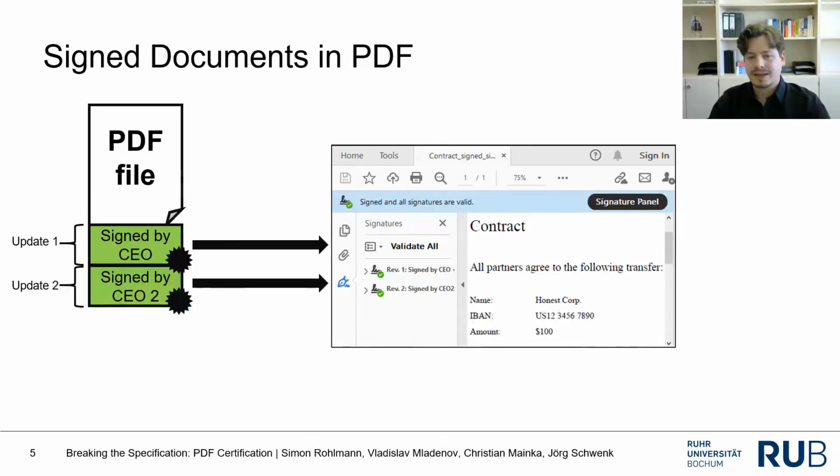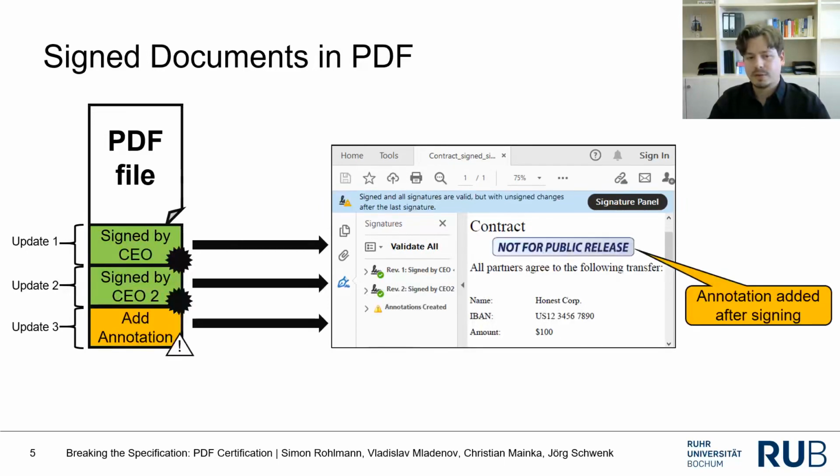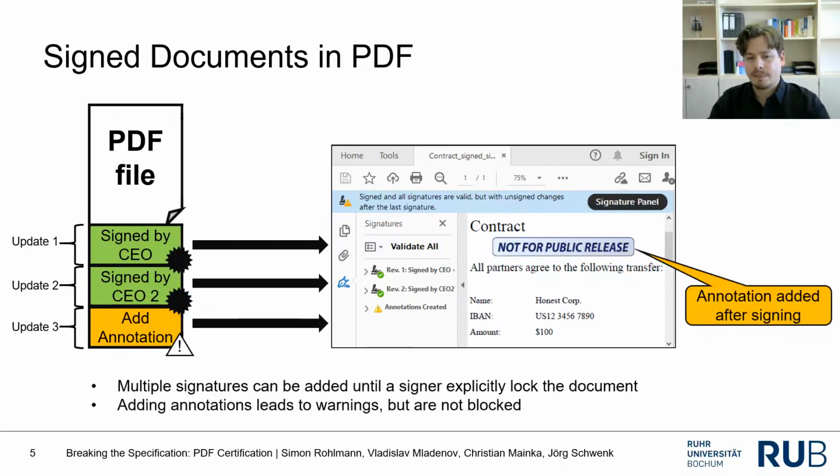And we can also add annotations. If we want to add an annotation, like here, not for public release, we see that in the signature part of the document, an annotation is created with a warning. So for signed PDF documents, multiple signatures are possible until a signer explicitly locks the document, and adding an annotation leads to warnings but is not blocked.